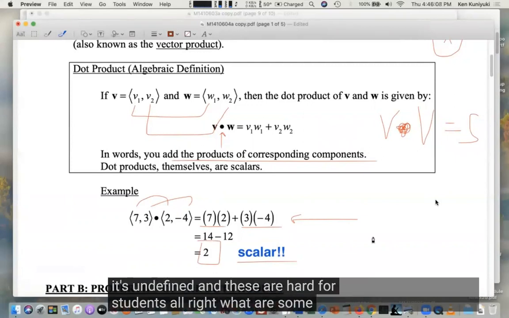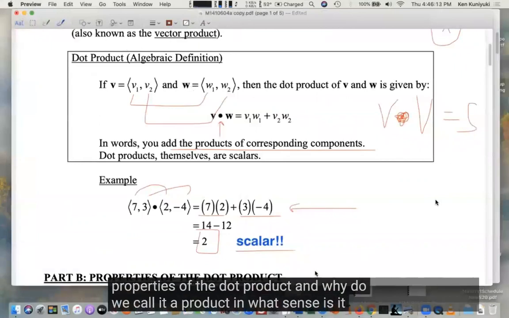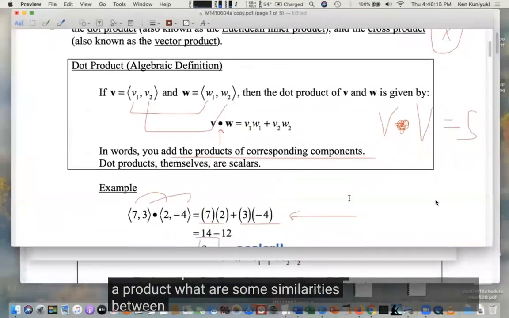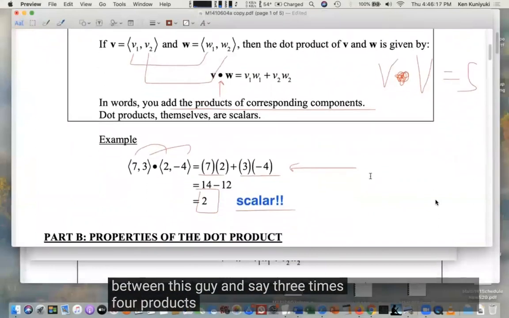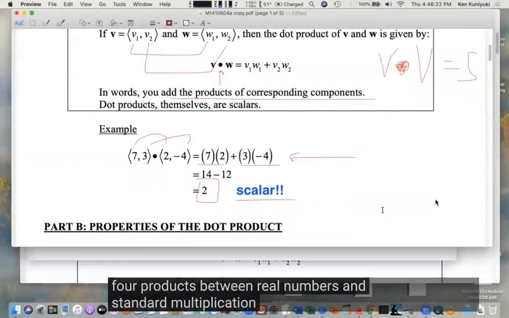All right, what are some properties of the dot product? And why do we call it a product? In what sense is it a product? What are some similarities between this and, say, 3 times 4? Products between real numbers and standard multiplication.